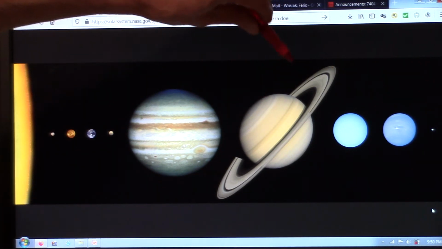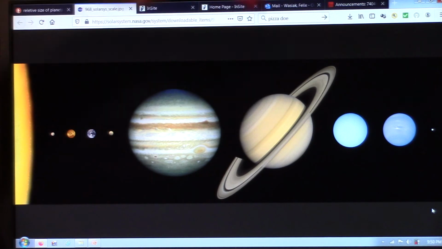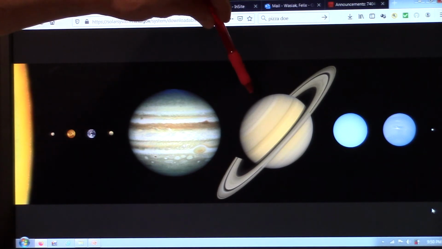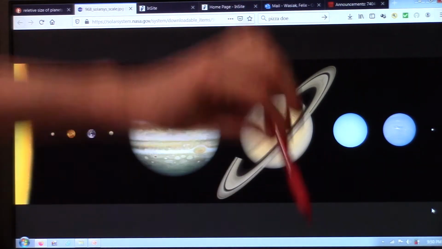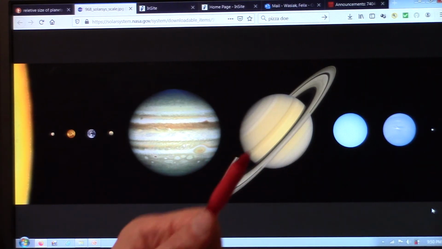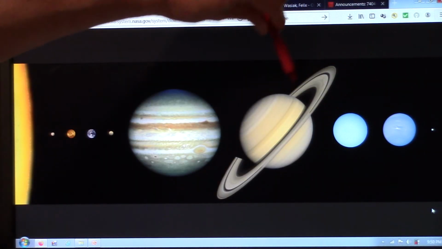Then Saturn, of course, is the prettiest. If you ever get the opportunity to see it in a telescope, it's amazing. It looks like it's almost as big as Jupiter, but it doesn't have anywhere near the mass. It just doesn't have as much stuff. It's quite fluffy. Like I said, if you had an average chunk of Saturn and you were to put it in water, it would float, right? So Saturn is very fluffy.